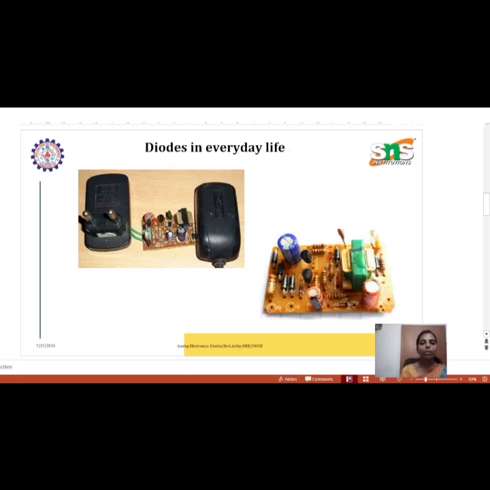Now look into this. Can you identify what this is? A mobile charger, an adapter. In the previous slide I showed how a diode looks physically. Can you identify any diodes here? Here we can see diodes. Right? Here is one, here is one. So in a mobile charger, this is how a diode is built in. So why do we have this diode? Every one of us is using diodes in our day-to-day life.